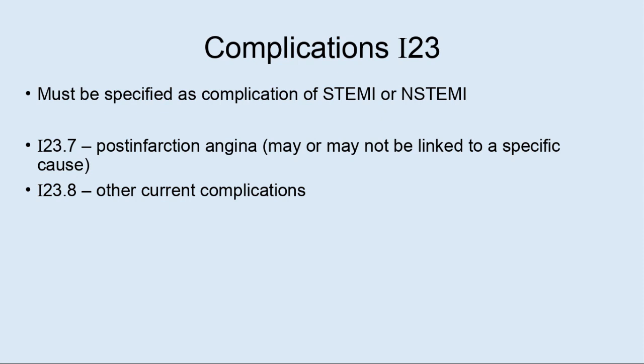So finally, we have two more, I23.7, post-infarction angina, which may or may not be linked to a specific cause. It's I23.7, and then of course there's one for other complications, I23.8.